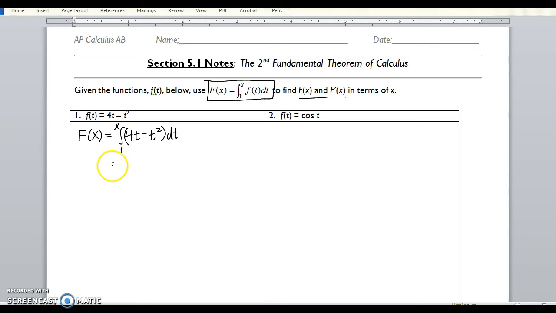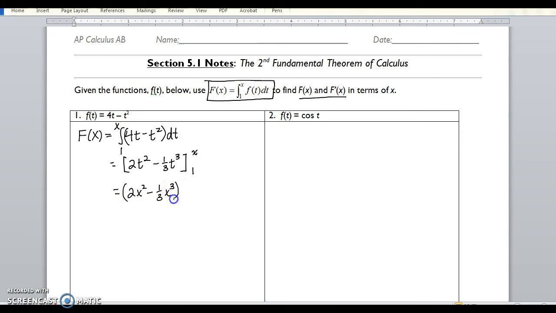So what we're going to do is figure out what the equation F of x would be without the integral. That means we need to actually take the antiderivative. We're basically going to treat x just like it was a number and do the same kind of process. This is us using the first fundamental theorem of calculus. The antiderivative of 4t is 2t squared, and the antiderivative of minus t squared is minus 1/3 t cubed. Then we're going to evaluate it from 1 to x.